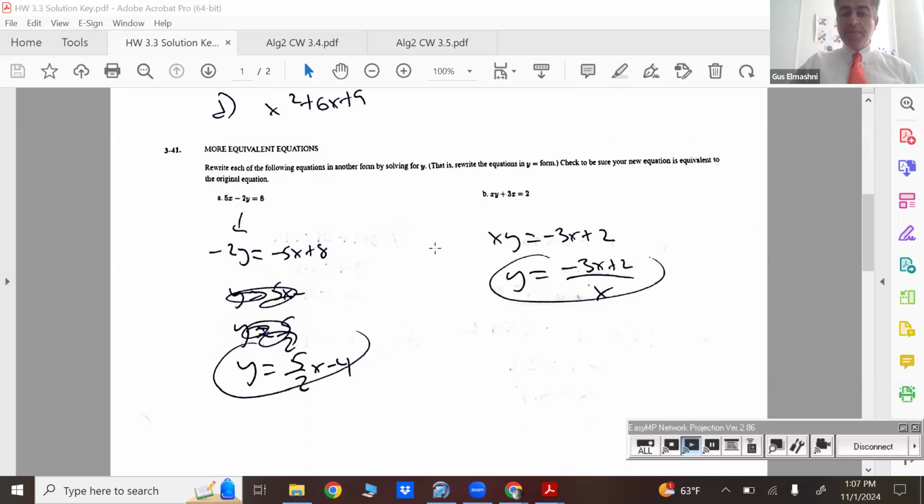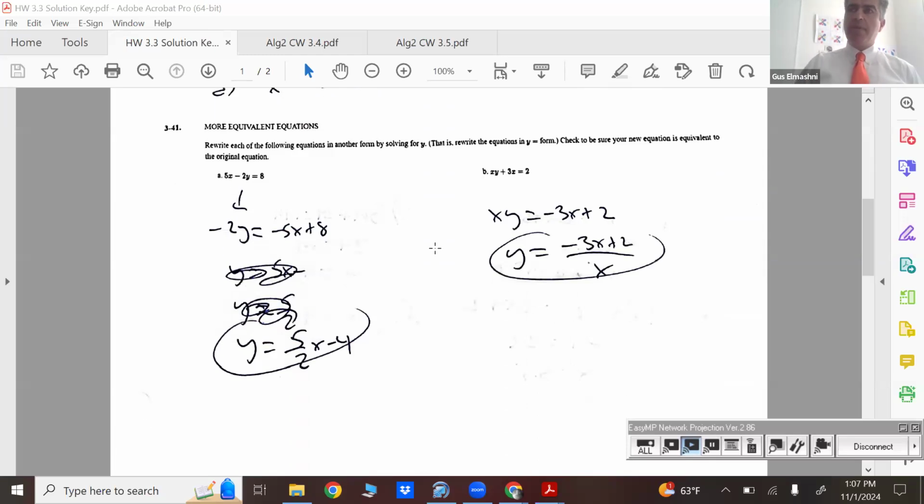Now for 41, this is solving literal equations, meaning you're trying to isolate a variable in an equation with multiple variables. In this case, they want you to isolate y. So what you could do is subtract 5x and divide by -2. That's all. You could divide by -2 first, but then the problem is that you have 5x over -2, and that just makes things a little more complicated. I'd rather move the 5x over first, then divide by -2.